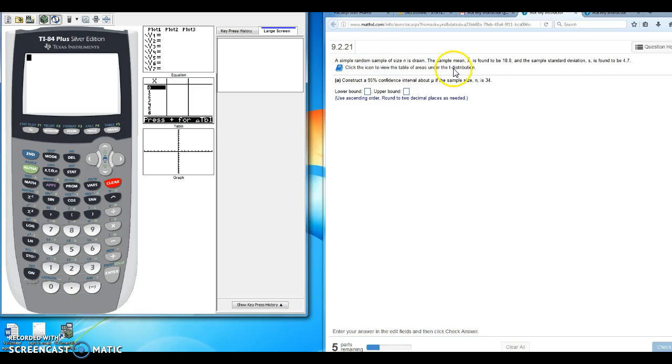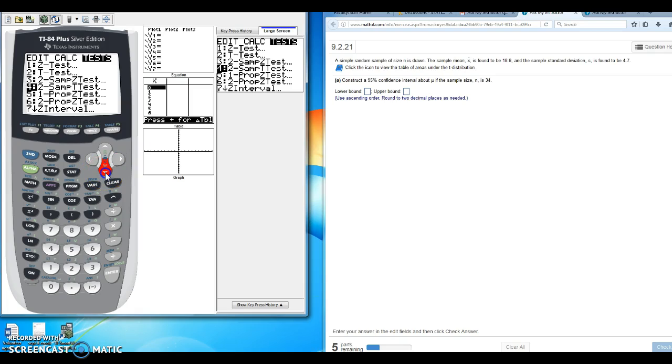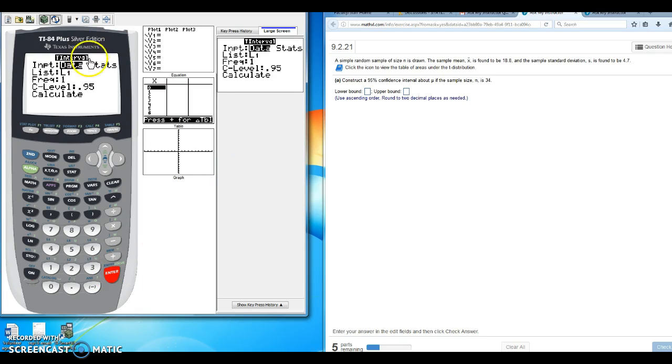I don't need this table of areas under the t distribution because my calculator will calculate these for me. I'm going to go to stat tests and I'm going to go to t interval. That is number 8. I did an example of that with data, but this one doesn't have a data set. It has statistics. So I'm going to use my right arrow key so that statistics is highlighted and hit enter.